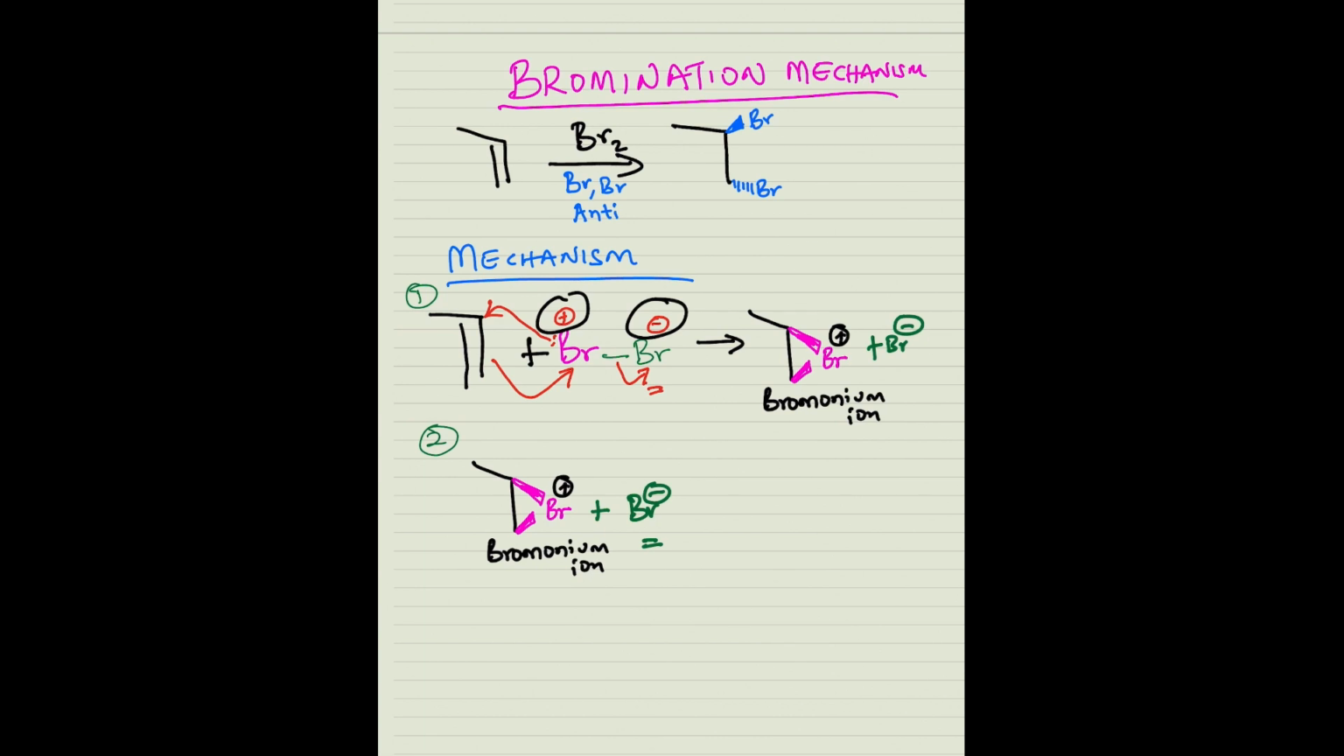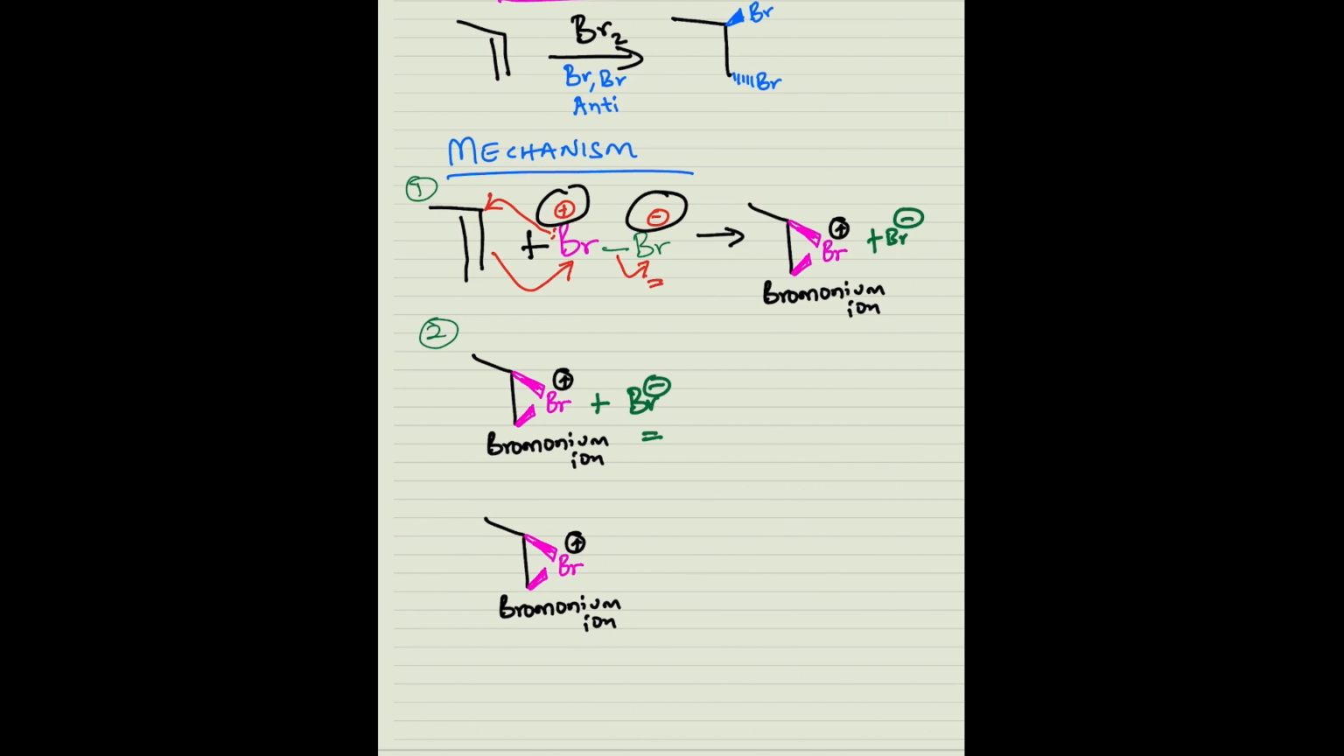Now the question is, where does it attack? Now let's look at that bromonium ion. It has two carbons, carbon number 1 and carbon number 2. If you look at carbon number 1, it has two alkyl groups, so it has 1 and 2, making it look like a secondary carbocation. Carbon number 2 has only one alkyl group, making it look like a primary carbocation.